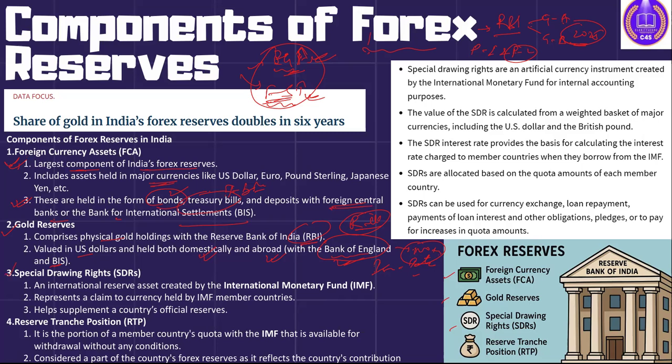Third one, Special Drawing Rights, SDRs. What is SDR? Very important. You can see here I have given a separate description for SDR. Special drawing rights are artificial currency instruments created by which organization? IMF. For now, it's a duty of each and every student to write in the comment section where the headquarters of the IMF is located. I want it to be written in the comment section of this video.